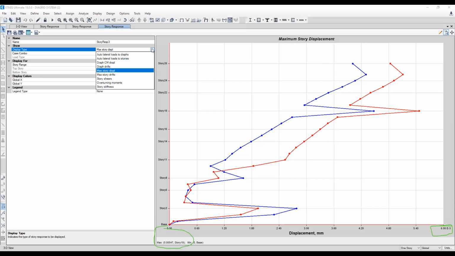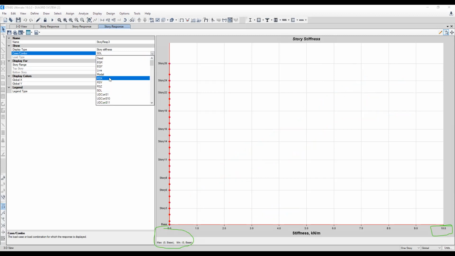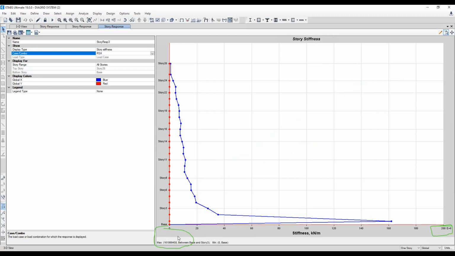Not only the displacement, you can also check the story stiffness. Just let me apply. Here you can see the maximum stiffness that we have to check, that we have to conclude, is on story 1, right? So here you can see the maximum stiffness we have on story 1. After this, what I checked was for the Diagrid. Now I will check the conventional.